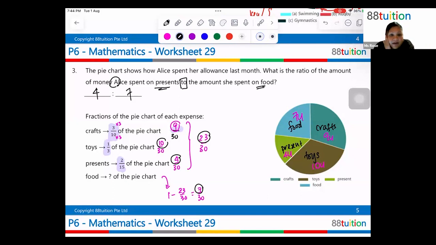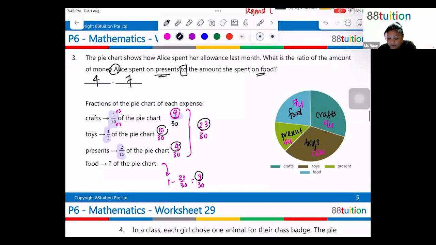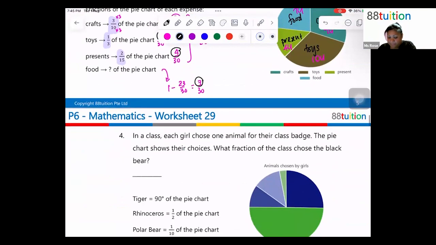Okay, all right. So again, when it comes to pie charts, they can ask you many different types of questions. They can ask you in percentage, ratio, fractions. They can also involve your before and after concepts. Total unchanged. One item unchanged, okay? So take note of what the question is asking.